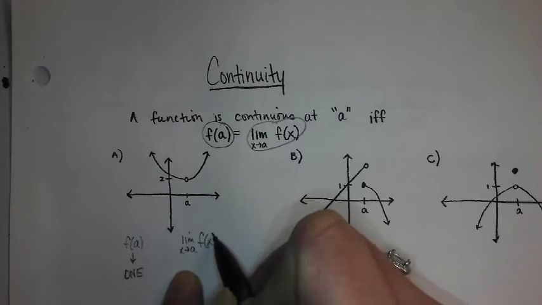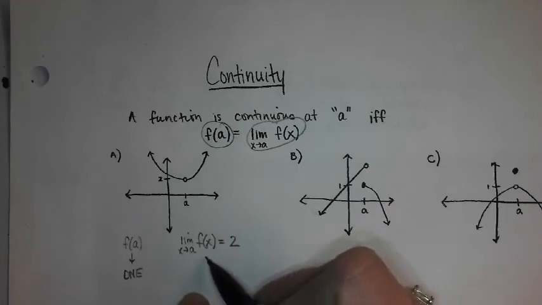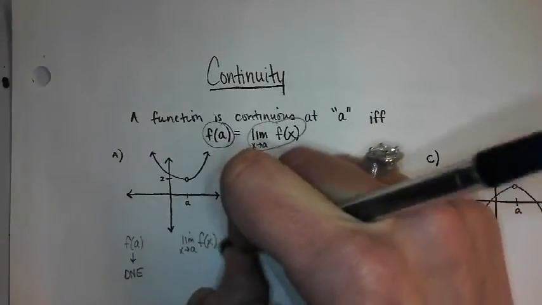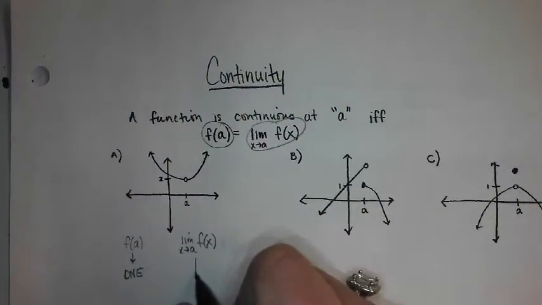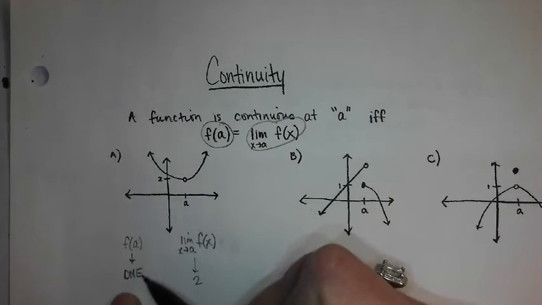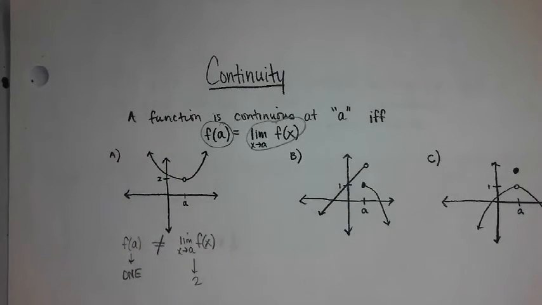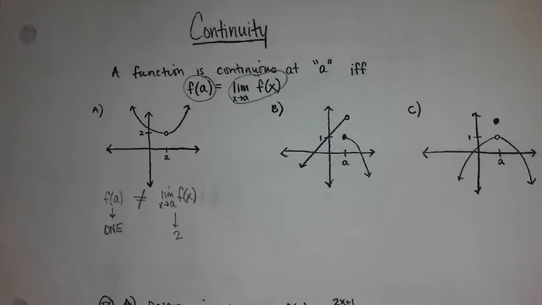Is what? 2. I should do it this way. So the limit as you approach a is 2, but the function value at a does not exist, and they don't match, so therefore they are not equal, and that's discontinuous.